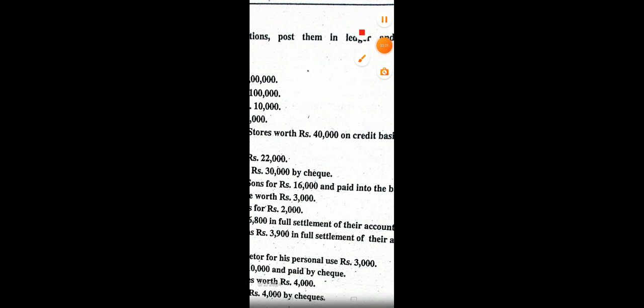Right now our first target is to make journal entries. Here the question is pointing out to make the journal, and then you can see the question is saying to post these journal entries into ledger, and finally it is asked to prepare trial balance. So there are 3 major aspects of this question: journal, ledger, and trial balance. So we are going to start with the journal.